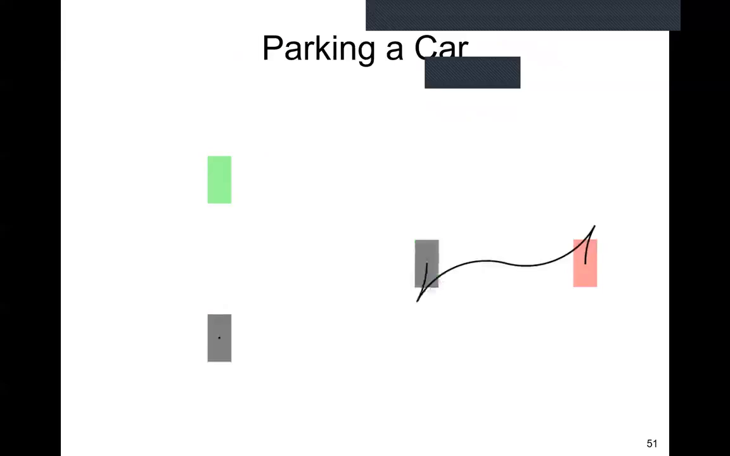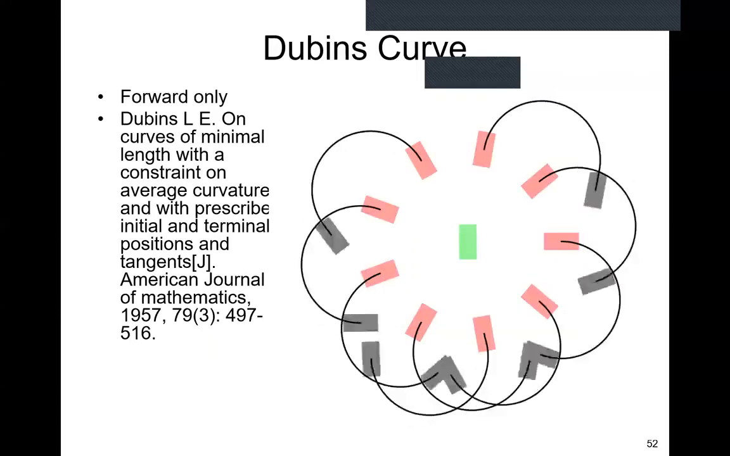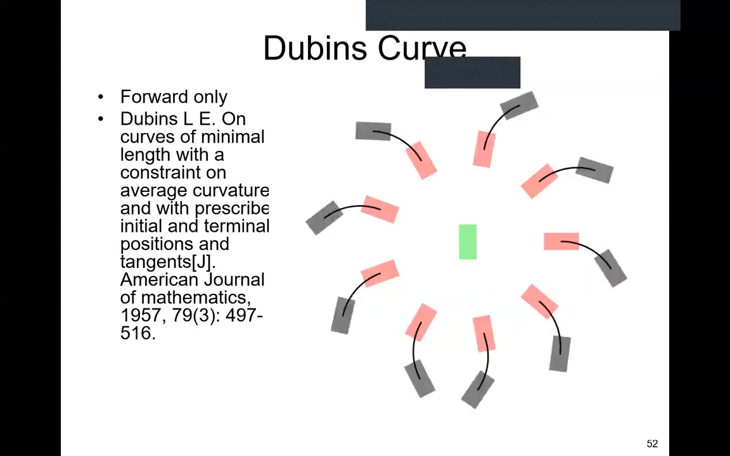So here's a problem of parking a car. You start from the red position. You're trying to reach the green position while respecting the kinematic constraint of a bicycle model. So the Dubins curve is forward only. So starting from the red position, you are driving forward and trying to get into the parking spot. It was published in a paper in 1957.